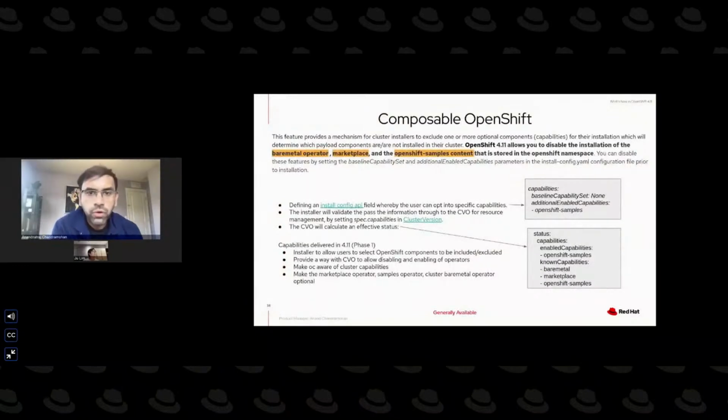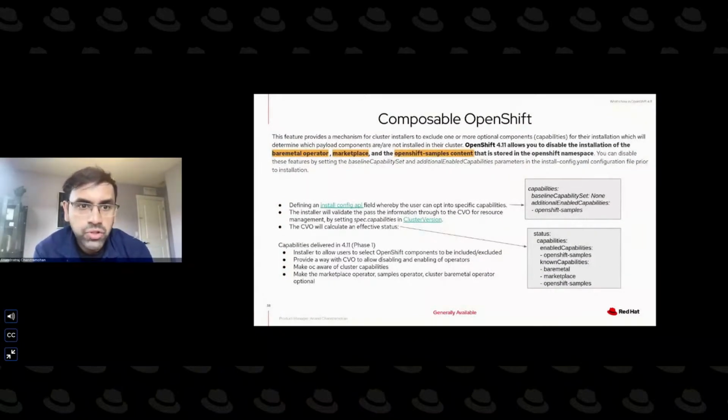Thanks, Joe. So in OpenShift 4.11, we have introduced support for something called Composable OpenShift, which provides a mechanism for cluster installers to exclude one or more capabilities from their installation, which will determine which payloads or components are or are not installed in the cluster. In 4.11, we have taken the first steps to disable the installation of the following operators, including the bare metal operator, marketplace operator, and the OpenShift samples content that's stored in the openshift namespace. You can disable these features by setting the baseline capability set and additional enabled capabilities in the install config.